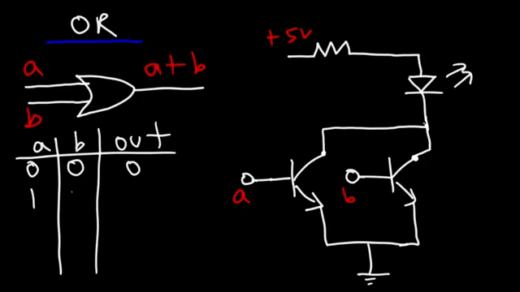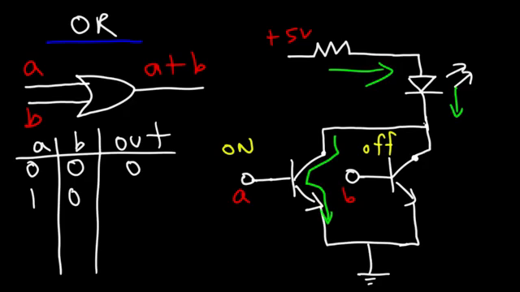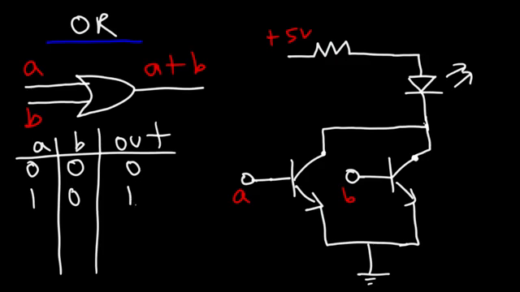Now what about if the first transistor is on, but the second one is off? What's going to happen? Current can flow through the resistor, through the LED, but through the transistor that is on. So therefore, there's a path from the positive voltage source to the ground. So the LED will be on. So let's put a 1.